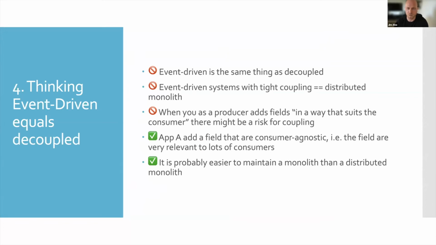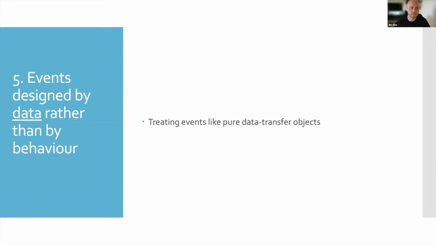a network in between everything. And networks are inherently unstable. So you will probably have even more problems if you have a distributed monolith than a single monolith. So that's just something to keep in mind. That was thinking event-driven equals decoupled. Next anti-pattern is events designed by data rather than by behavior.